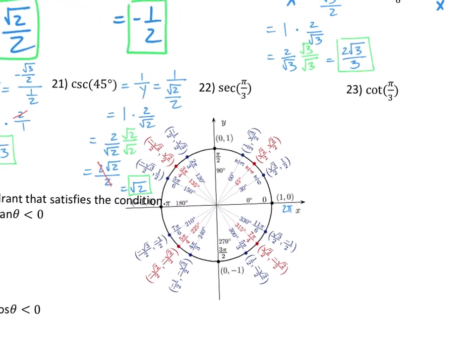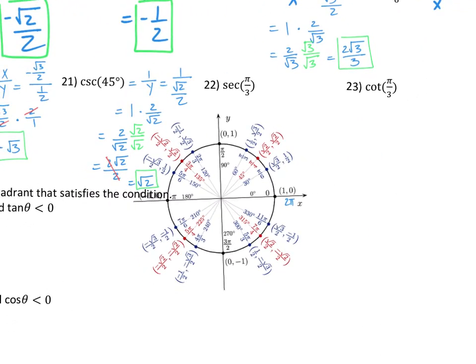All right, so secant here is pi over 3. Pi over 3 is right here. So secant is equivalent to 1 over x. And in this case, my x here for pi over 3 is 1/2. So I have 1 over 1/2. And so this would end up being 2 over 1 if I flip the denominator. And 1 times 2 is just 2. And then I would just have a 1 on the bottom, which ends up just being 2. So secant of pi over 3 ends up just being 2.